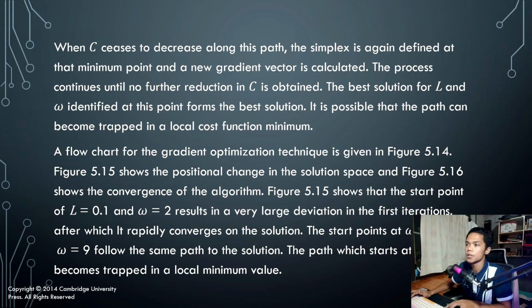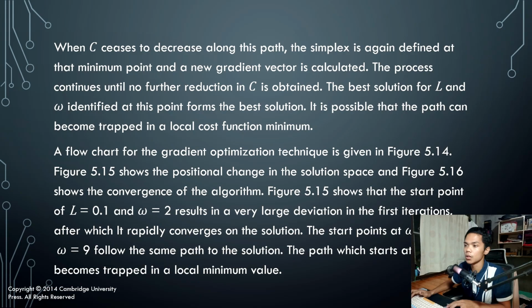When cost function C ceases to decrease along this path, the simplex is again defined at the minimum point and a new gradient vector is calculated. The process continues until no further reduction in C is obtained. The best solution for L and omega is identified at this point. It is possible that the path can become trapped in a local cost function minimum.